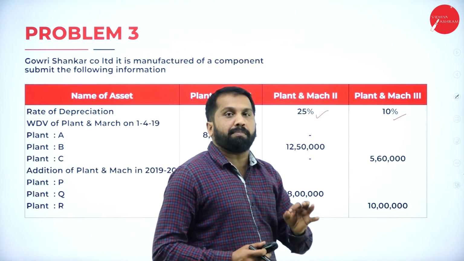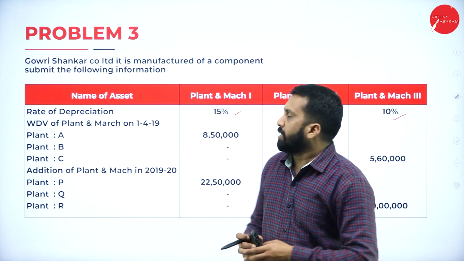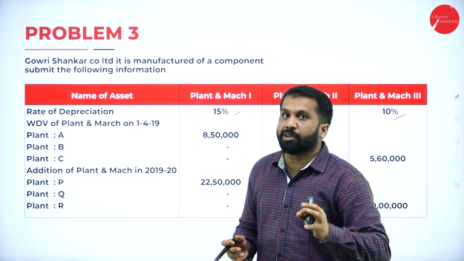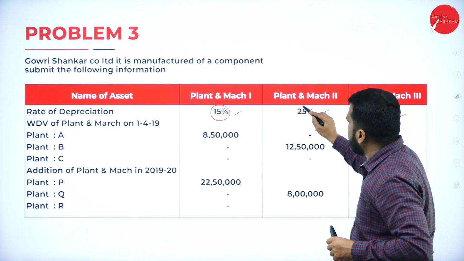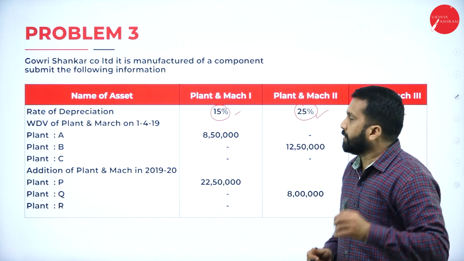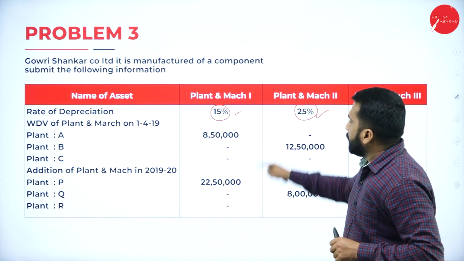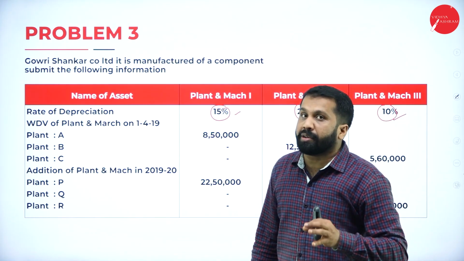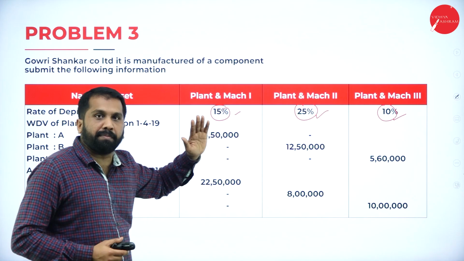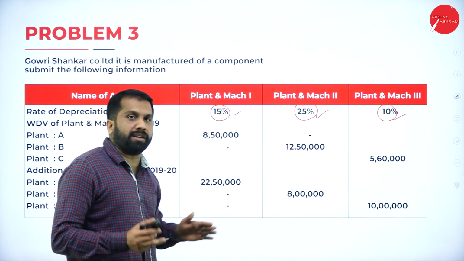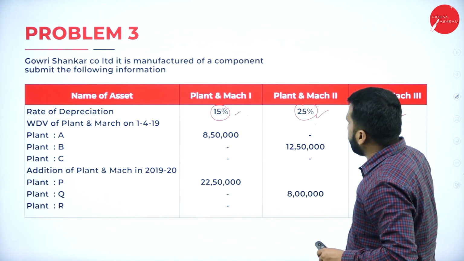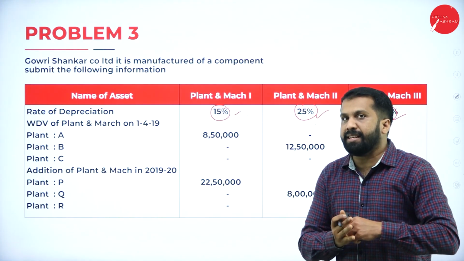Plant and machinery in the sense, we have to consider as one asset only. Can we club all three? The answer is no. Why? Because the percentages are different. You can merge only when the percentages are common and the name of the asset is also common. But in this problem, the name of the asset is same but the percentages are different. You cannot club. You have to do separate calculation for each, separate calculation for all three percentages.